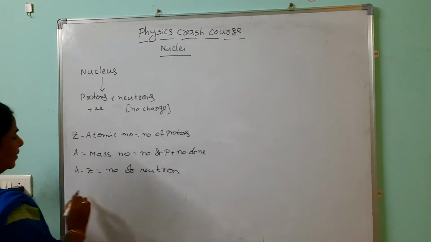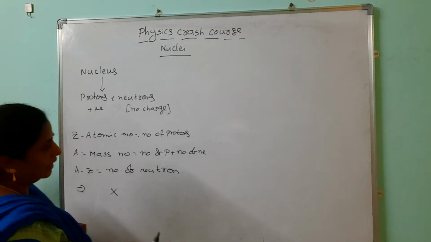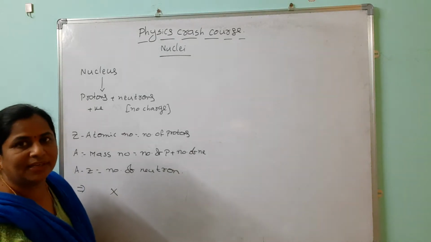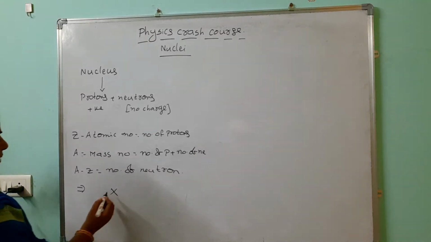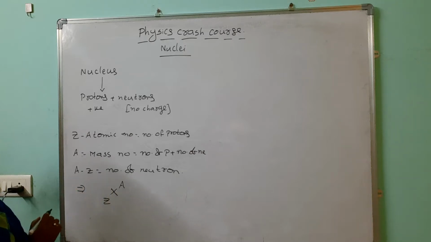So any atom we are representing as X. Instead of X you can take hydrogen, helium, lithium, anything you can take. But remember that the atomic number we should write here and the mass number is like this. So any element we can represent like this.